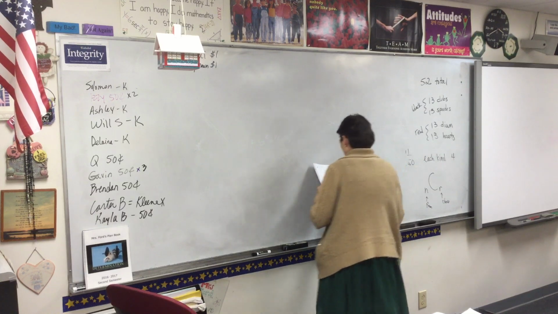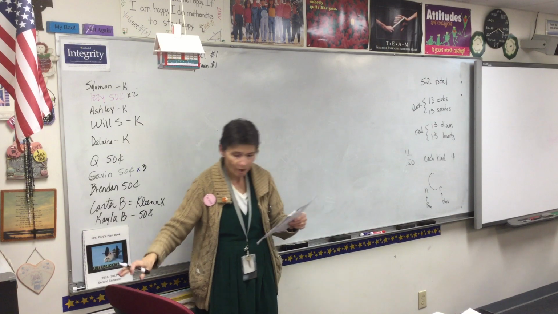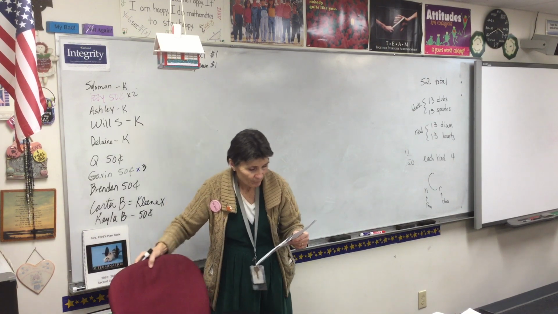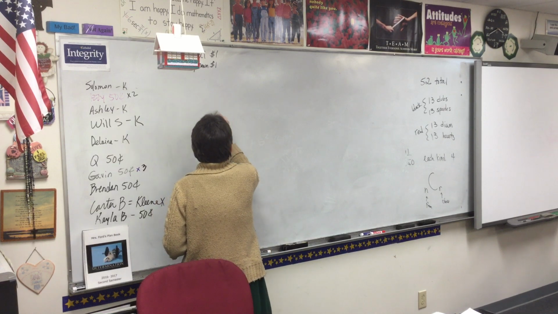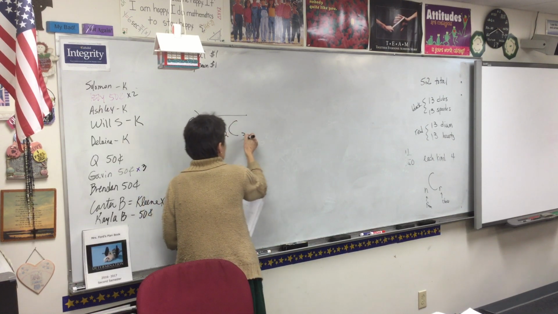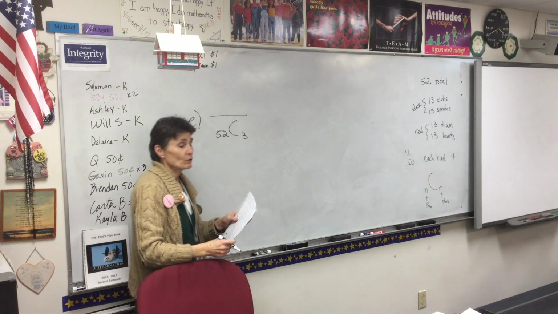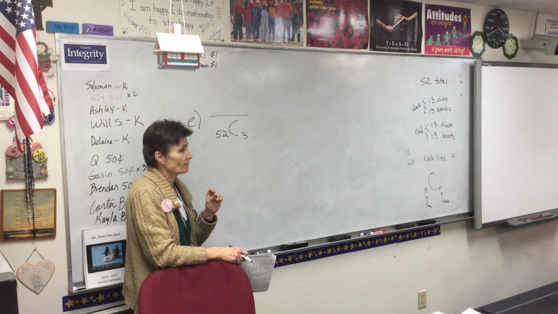Okay, here we go. We're on 7.6. We're still doing our card problems. Now we're ready for problem E. I want the probability of getting all queens. Now, we've talked about the fact that our denominator isn't going to change.